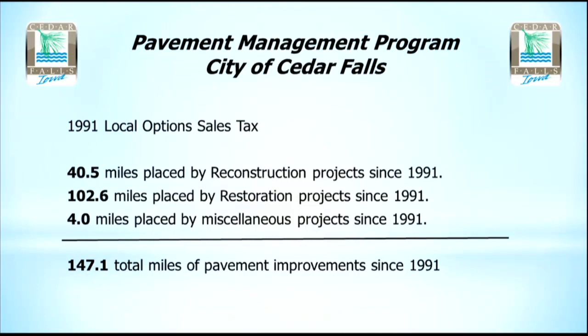Just some general information for you. Like I said, the option tax has been in place since '91. We're going on almost 30 years now of having it in place. Just to give you an idea of mileage, I guess Brian can correct me if I'm wrong, but we have around 225 miles of city streets that we own, operate, and maintain. So since the option tax has been in place, we've covered about 150 miles of that.